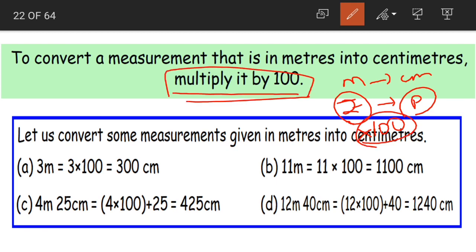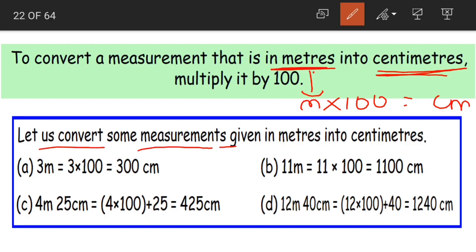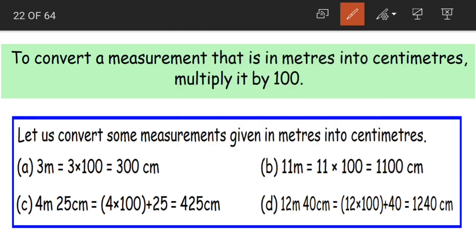In the same way, in the question, whenever we have a length that is represented in meters and we want to convert it into centimeters, what step should be followed, children? We should just multiply the length in meters by 100, and it will give us the length in centimeters. Now let us convert some measurements given in meters into centimeters. We are having some examples here.